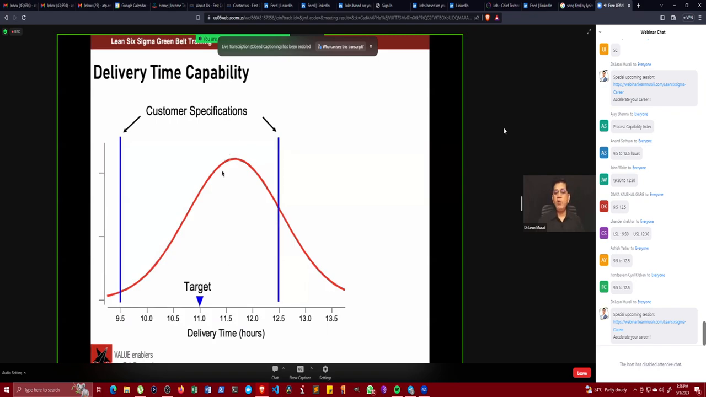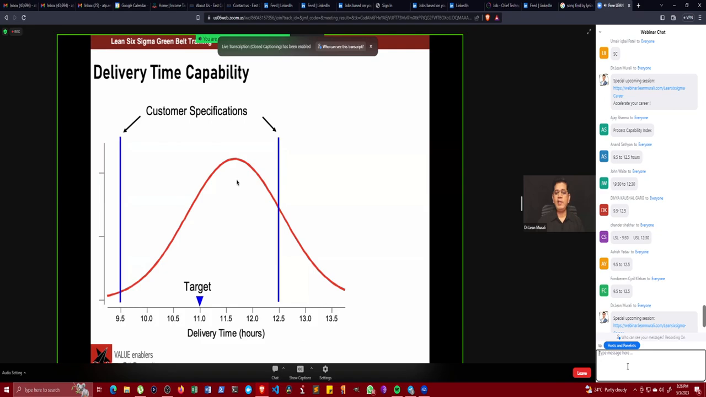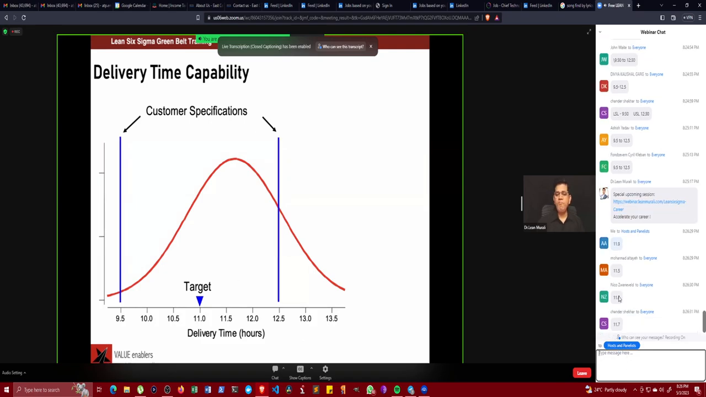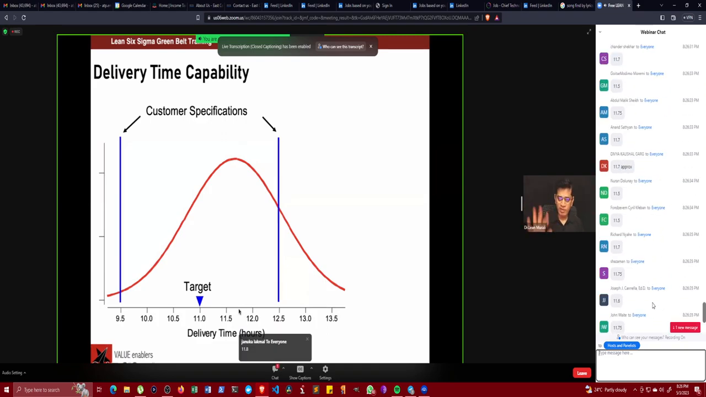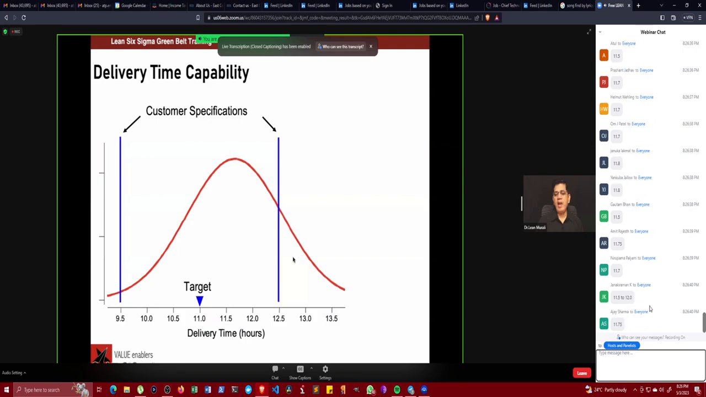Now, if you calculate the average of this, all of you make a judgment. The peak is the average. Where is this average? Approximately, you can tell me. Yes, somewhere around 11.7 or 11.8, right? Somewhere around that is the average.